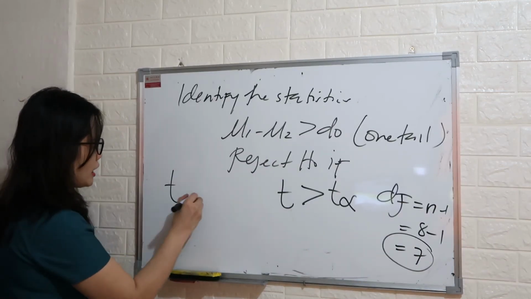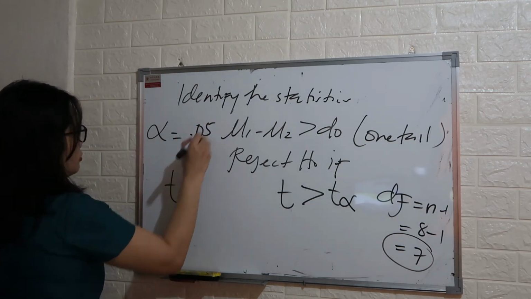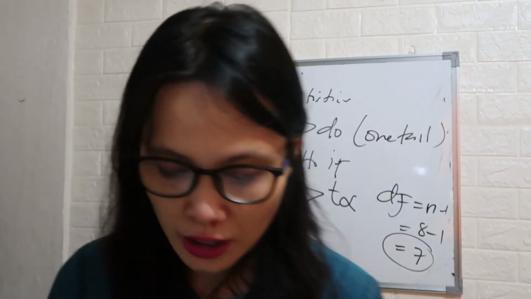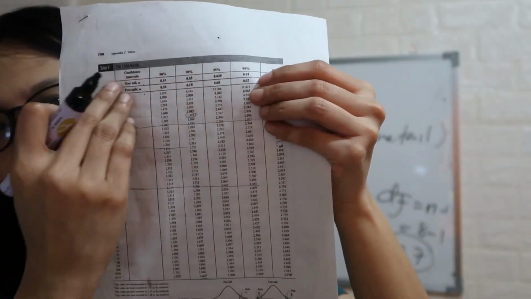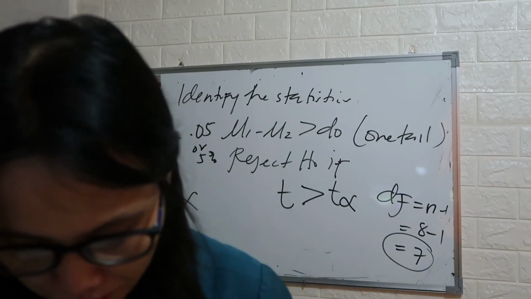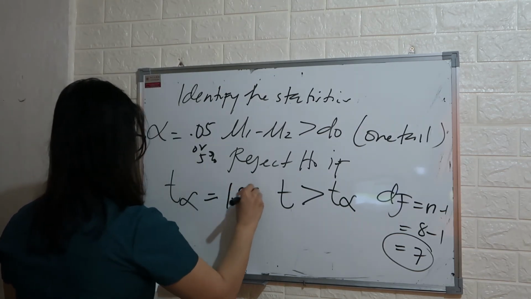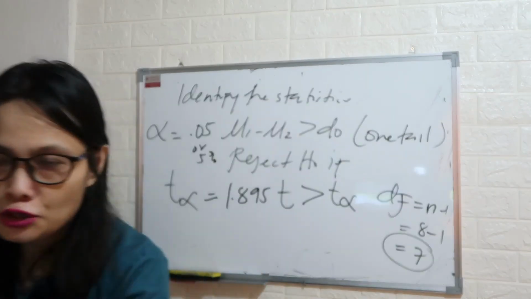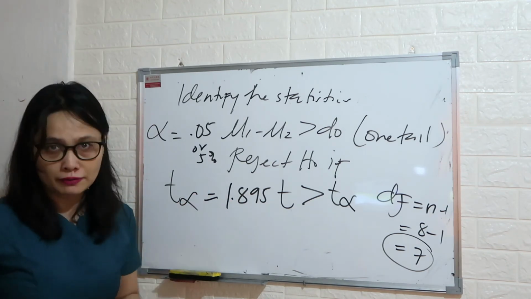So what will be your T alpha? Ano ba sabi? Use 0.05 or 5%. 0.05, one-tailed, and then 7. Okay, same thing. So ito ulit, yung T distribution table. Look for one-tailed, and then 0.05, and then 7. So your T alpha is 1.895.